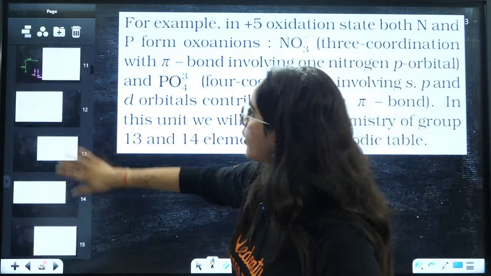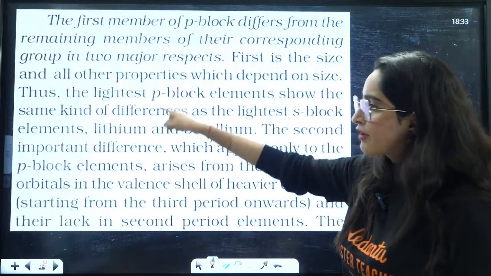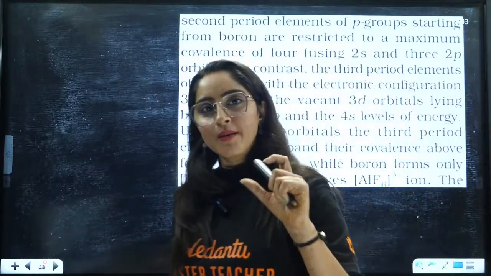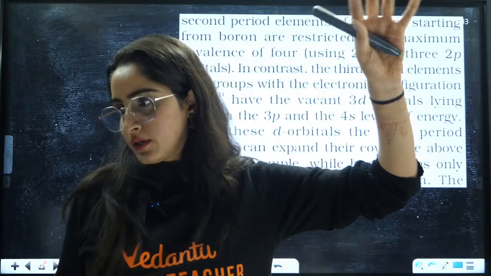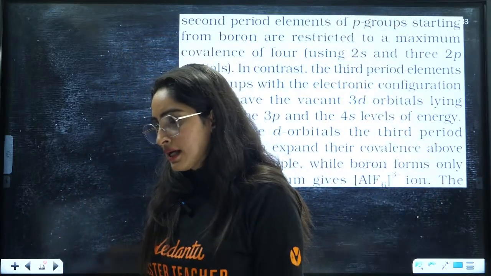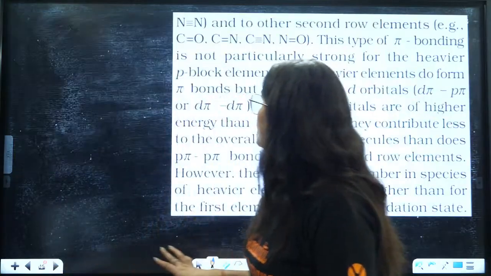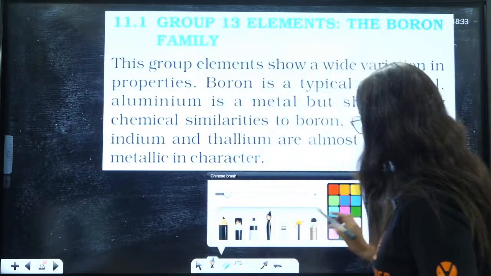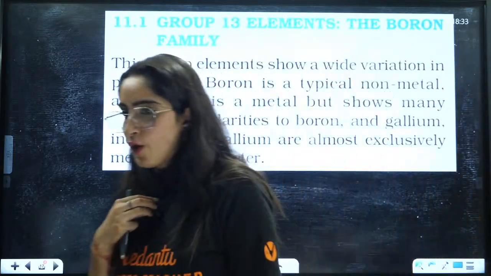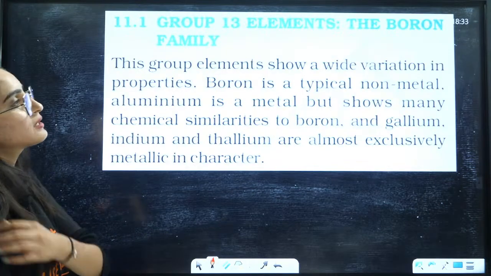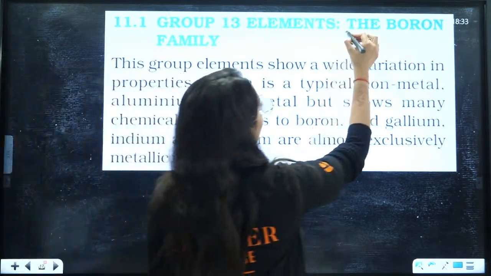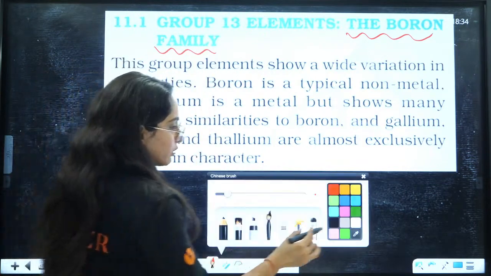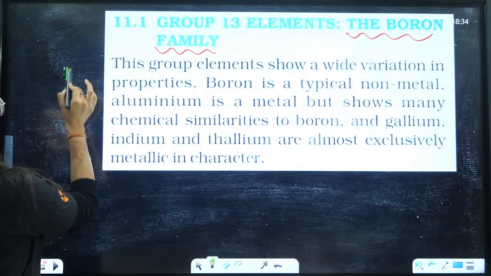After that, we will study what is given here, because all these lines are very important for you. But this is actually the summary of what we will study in the full chapter. So let us start with group number 13, the boron family. Here, first you need to learn the members.